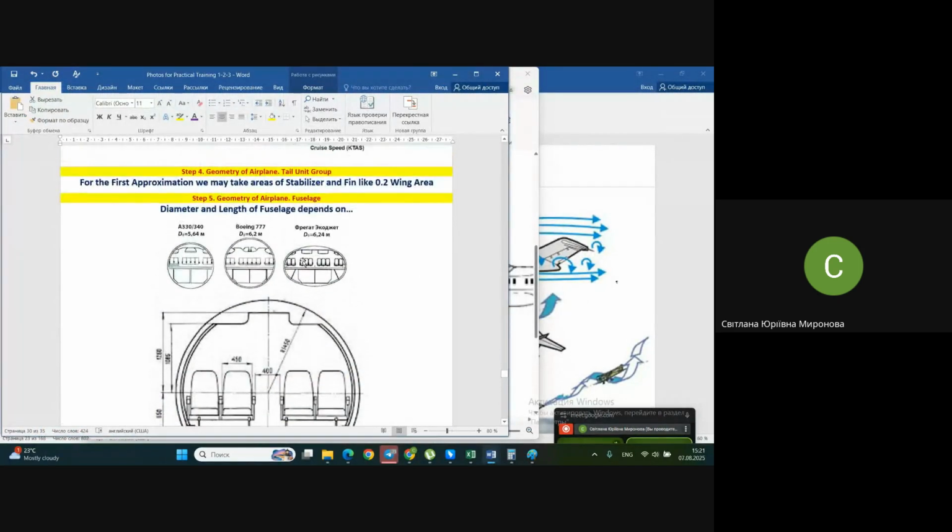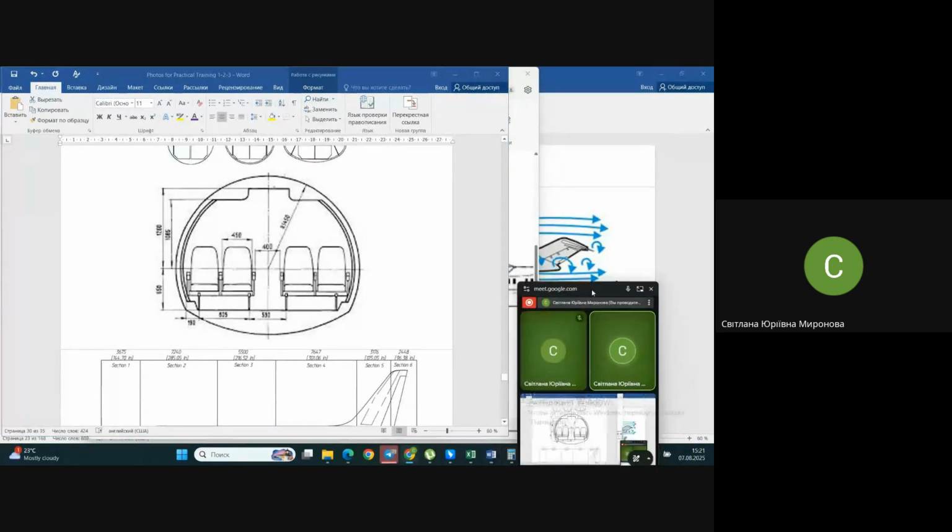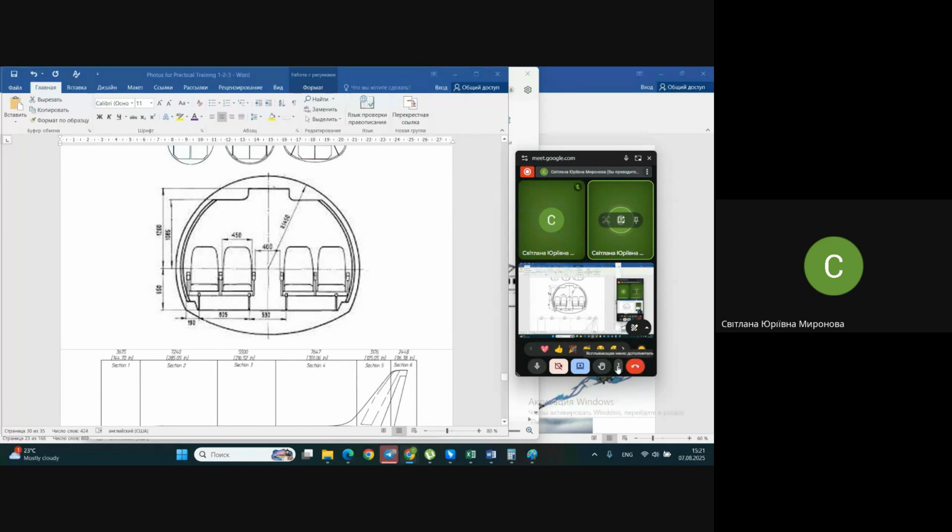And length and fuselage diameter we will discuss maybe after interruption of this record. Let's stop.